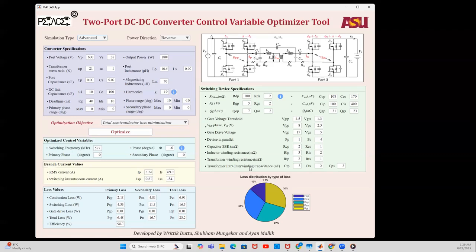That gives the user a better understanding of how exactly the control variables are generating the port currents, and what the other critical phenomena of those port waveforms are, such as the RMS current values and the instantaneous values. So that brings me to the conclusion of this particular tool tutorial.